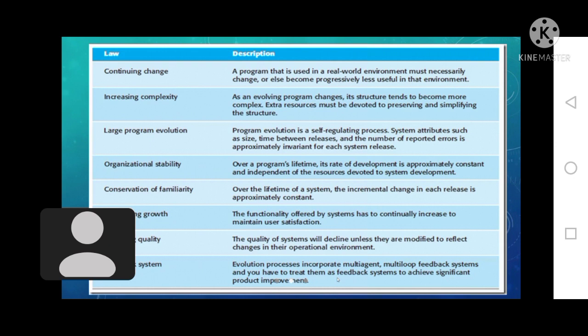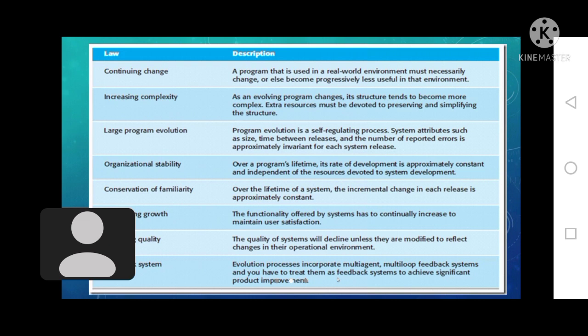The third law, law of large program evolution: program evolution is a self-regulating process. System attributes such as size, time between releases, and number of reported errors are approximately invariant for each system release.